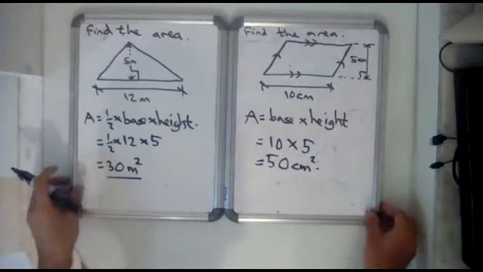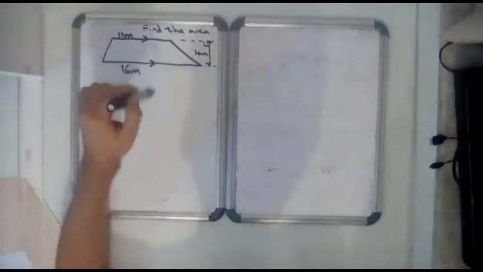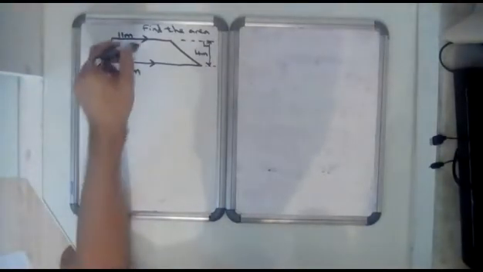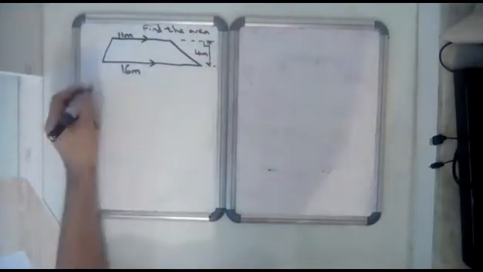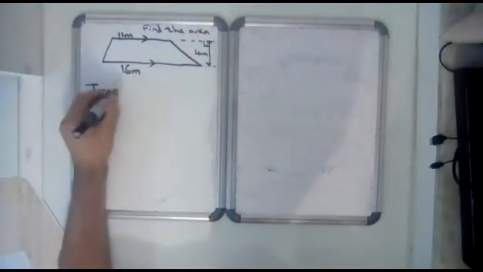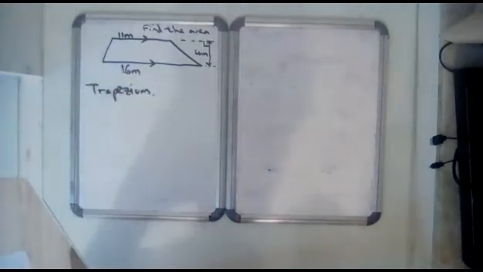Right, third shape, we have a quadrilateral. You've got one pair of parallel sides, right? So you can see these parallel lines are telling us these are parallel. Now this is a trapezium. I should write that down. This is the one people find the most difficult.